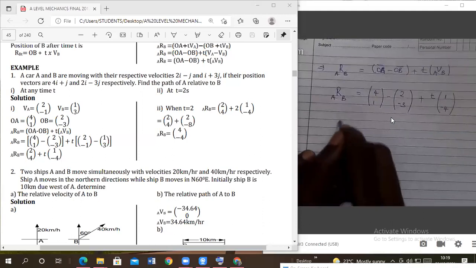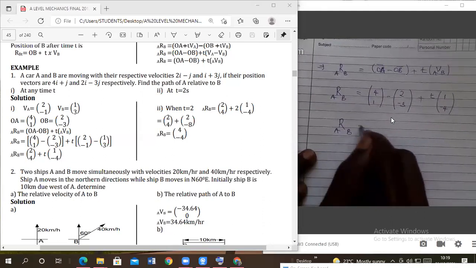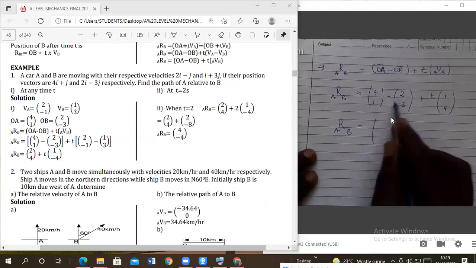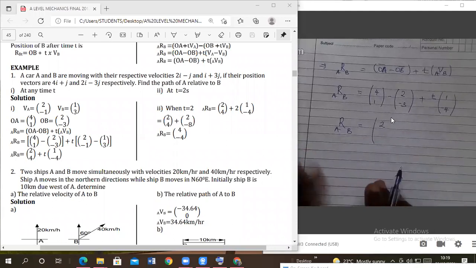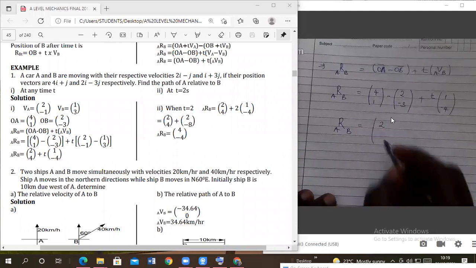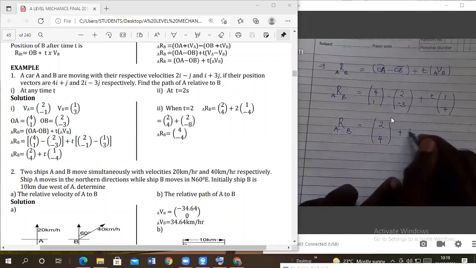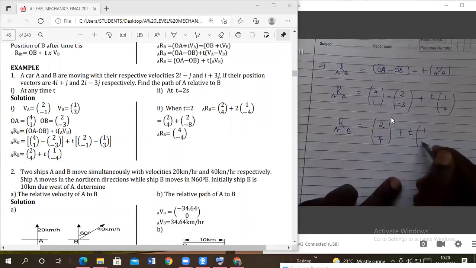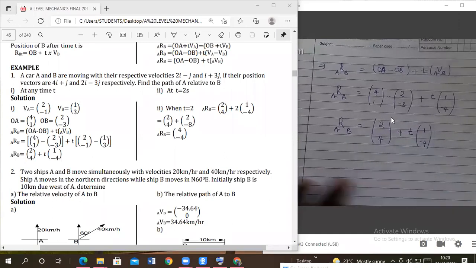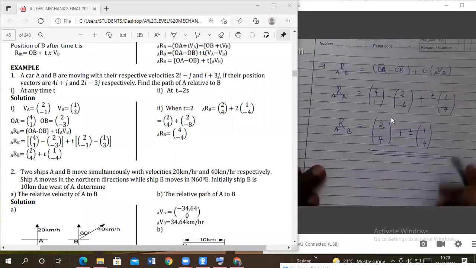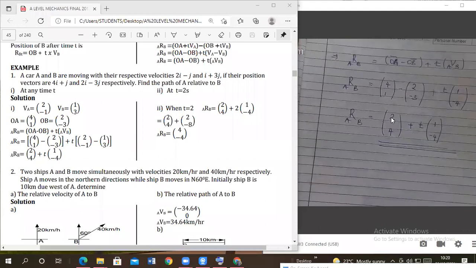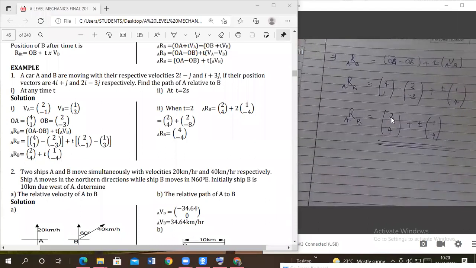Can we simplify that so the relative path AB equals 4 minus 2, that one will give us 2, then 1 minus negative 3, which will give us a positive 4, plus T into (1, -4). We stop it there because we don't know the time T. So this will be the relative path AB.